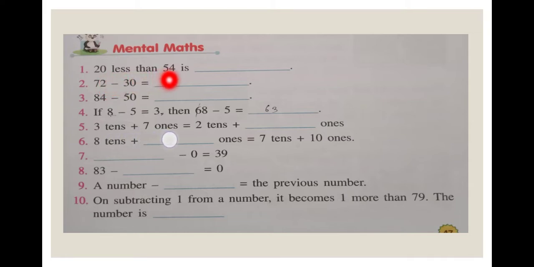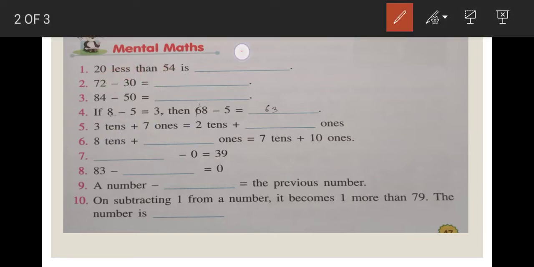Or we can do it like this also. 4 minus 0 will be 4. Okay, let me write it. 4 minus 0 will be 4. Then here it is 5. 5 minus 2 will become 3. So the answer is 34. First number answer is 34.